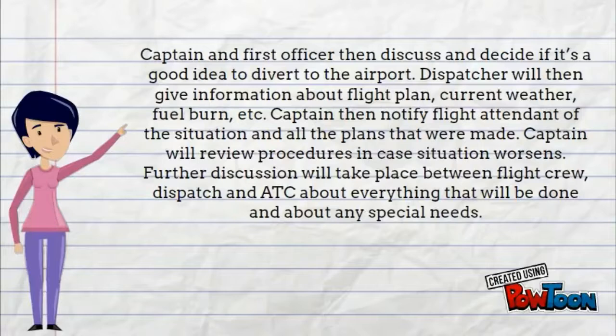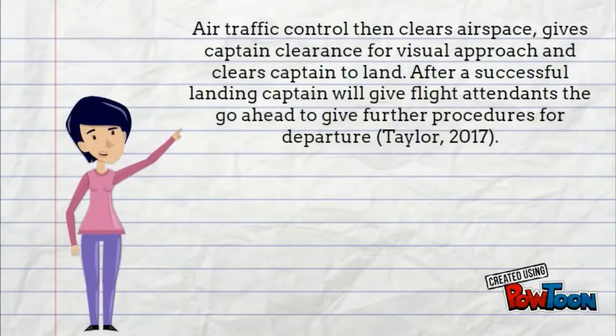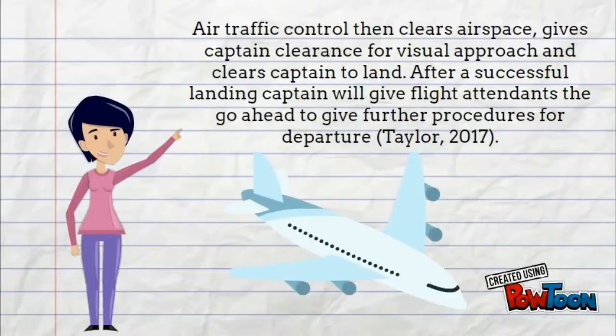Further discussion will take place between flight crew, dispatch, and ATC about everything that will be done and about any special needs. Air traffic control then clears airspace, gives captain clearance for visual approach and clears captain to land. After a successful landing, captain will give flight attendants the go-ahead to give further procedures for departure.